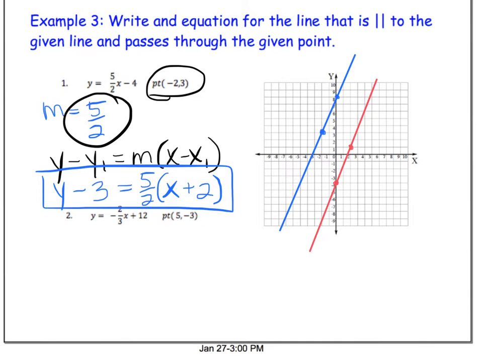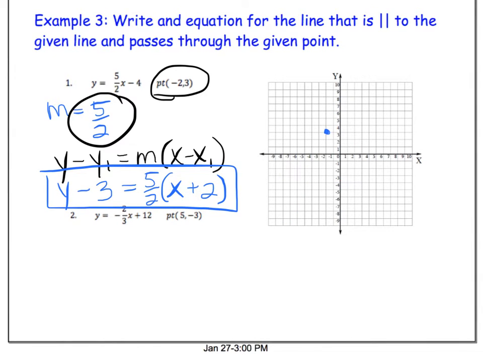Let's try it again with number 2. I will get rid of these, and you don't need to graph these. I just did it for an example so you could see what was going on. Alright, so we are given the equation y equals negative 2/3 x plus 12, and it goes through the point 5, negative 3.